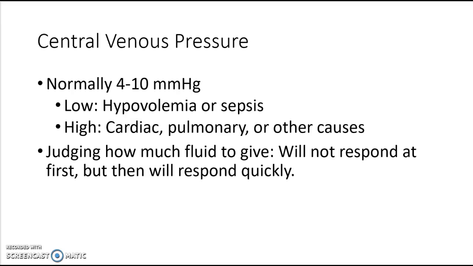Okay, central venous pressure. Normal central venous pressure is 4 to 10 mmHg. If this number is low, then that could indicate hypovolemia or sepsis. If it's high, that could indicate any number of cardiac, pulmonary, or extrathoracic causes. When using CVP to ascertain hypovolemia, you can judge how much fluid to give. As you're giving fluid, the CVP will remain low, but then shoot up very quickly when the right balance has been achieved. And you don't want to overdo the fluids for obvious reasons.